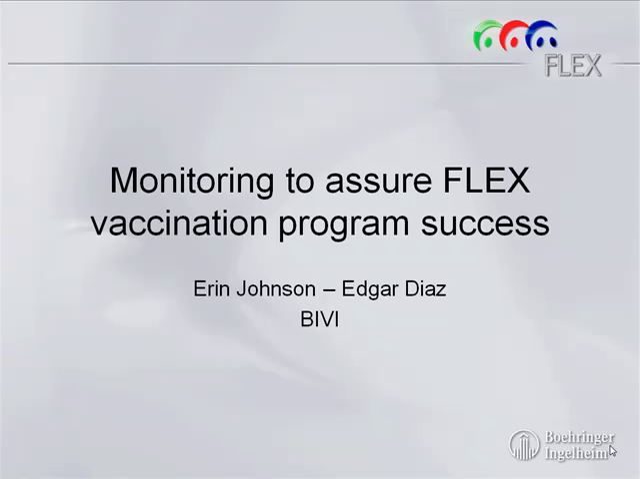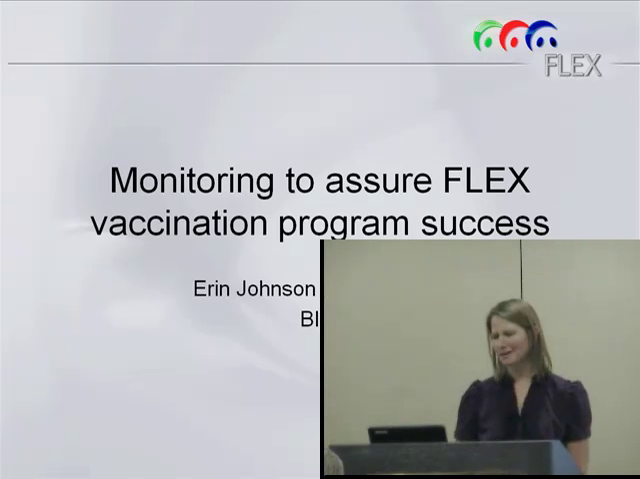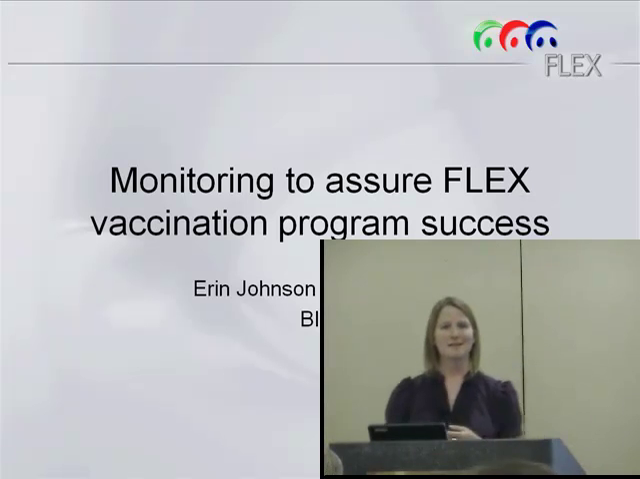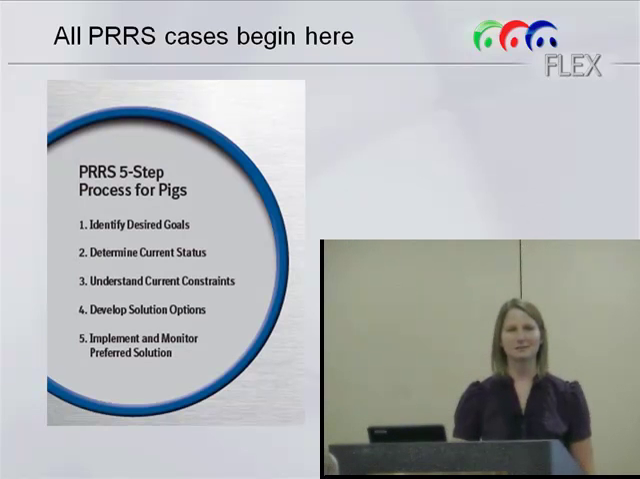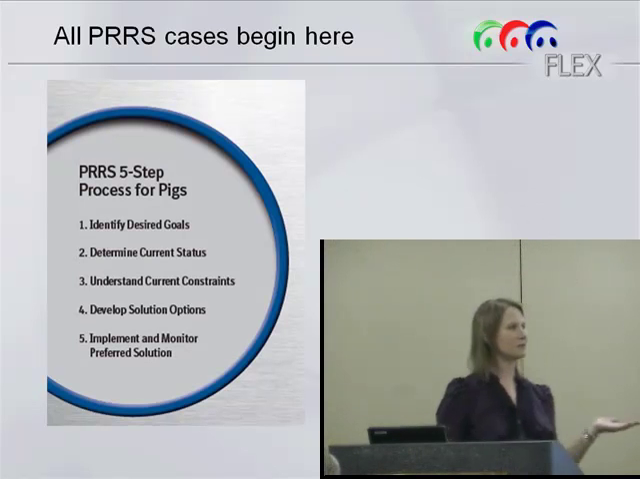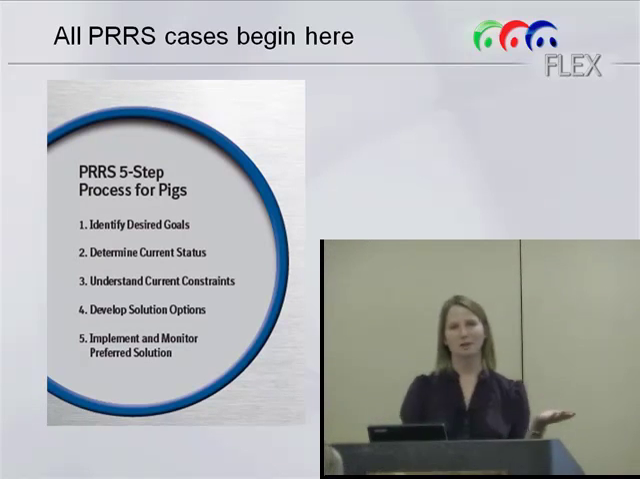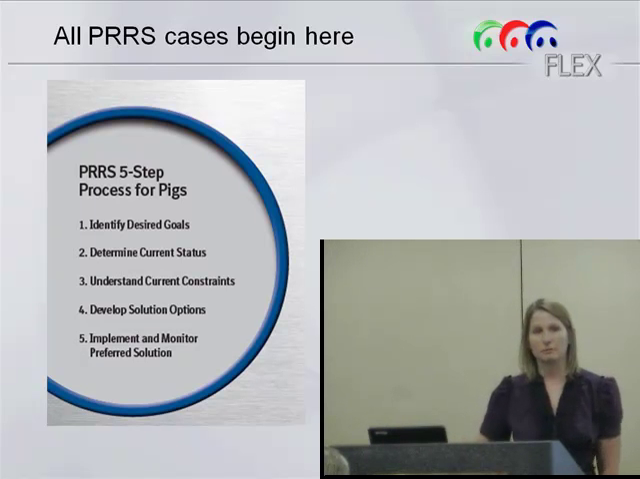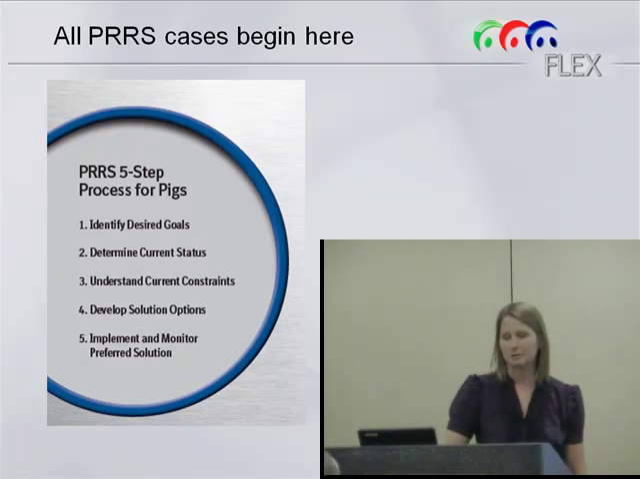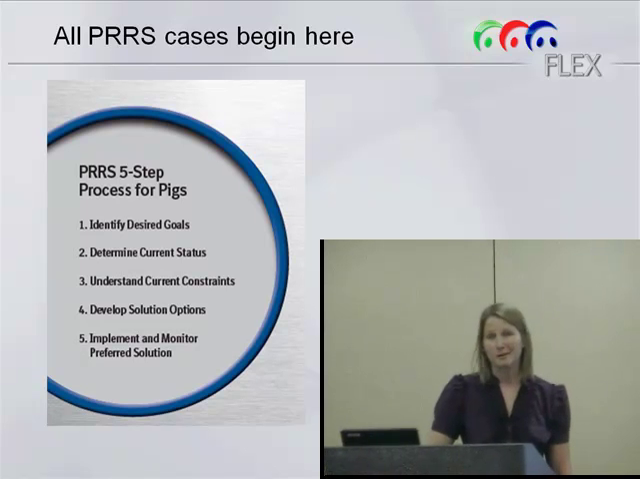So then I struggled to put everything into an outline in order to make it a cohesive presentation. So I put some ideas down on paper, and I sat and talked to Edgar, and he looked at my ideas and said, oh, well, you're just using the PERS 5-step process. You start with figuring out what your goals are. You talk about what the current status of the system is. You understand what constraints you might have to implementing a vaccination program. You talk about what solution you might want to put in place or what options you have for solutions. And finally, you implement it and monitor it.